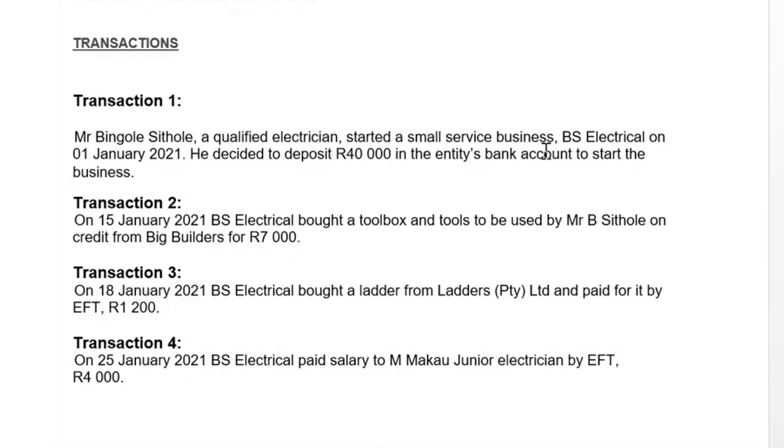Well done. So transaction number two is on the 15th of January 2021. BS Electrical bought a toolbox and tools to be used by Mr. B. Sithole on credit from Big Builders for 7,000. What is the source document for transaction number two? On the 15th of January, BS Electrical bought a toolbox on credit from Big Builders for 7,000. So this was bought on account, on credit.